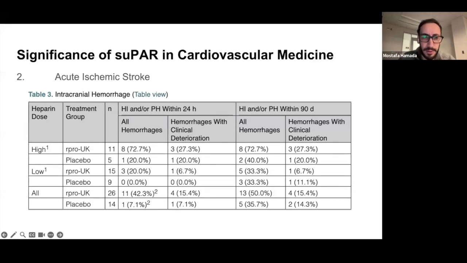This figure and this table also show the higher correlation between hemorrhagic stroke as well as ischemic stroke with the levels of pro suPAR.